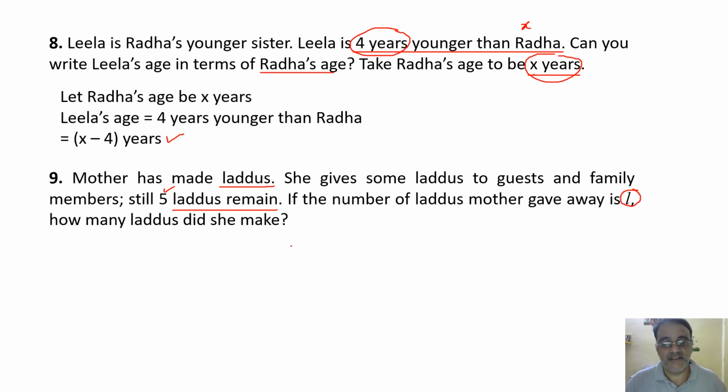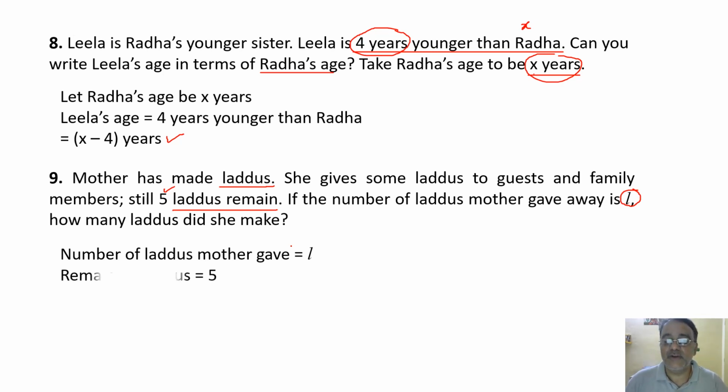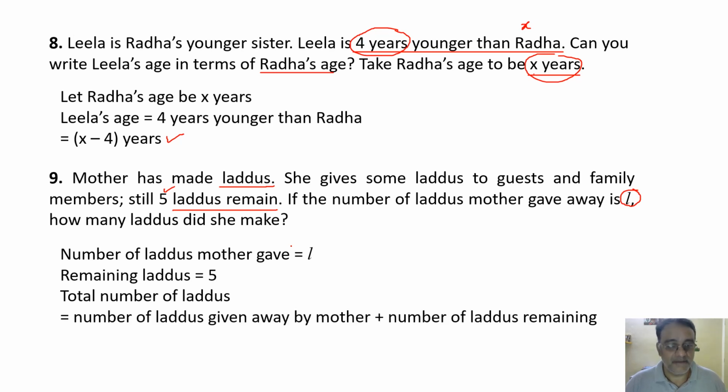25 laddus she already prepared. Okay, so the number of laddus mother gave is L and the remaining laddus are 5. So the total number of laddus is the laddus mother gave plus the remaining laddus. Okay, add both: L plus 5. Yes, L plus 5 laddus.